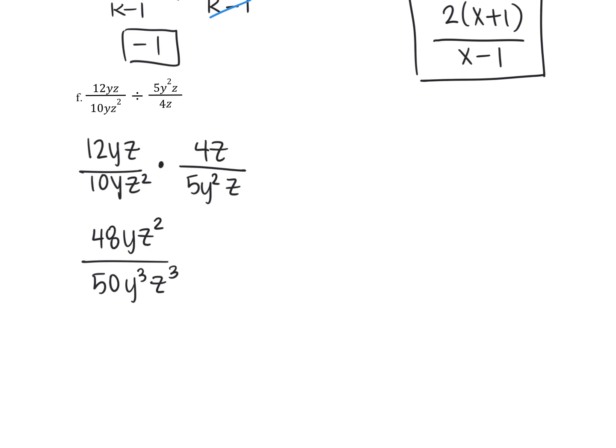Now I'm going to do some simplifying. 48 and 50 are both divisible by 2. So 48 becomes 24, 50 becomes 25. There is 1 y in the numerator that's going to cancel with 1 y in the denominator, leaving us with 2 y's. Both my z's are going to simplify, and I'm left with 1 z in the denominator. So in my numerator, the only thing I have left is 24, and in the denominator, I have 25y squared z.